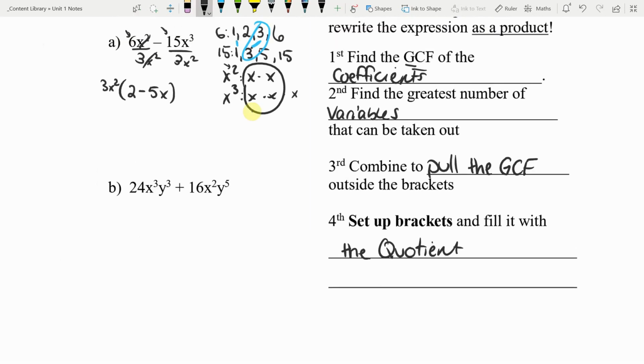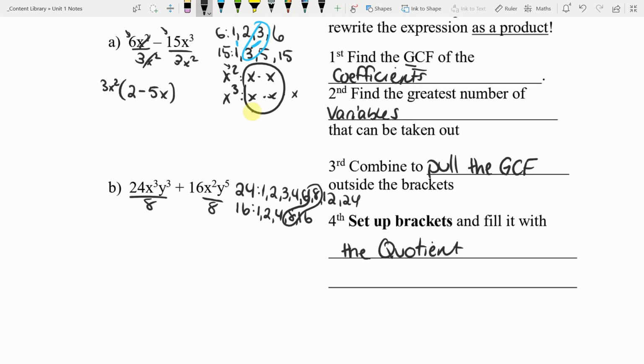So B. First thing we're going to do, 24 and 16. 24: 1, 2, 3, 4, 6, 8, 12, and 24. So you're going to start to get used to these, right? You know what those factors are. 16: 1, 2, 4, 8. So it looks like my greatest common factor here is 8.